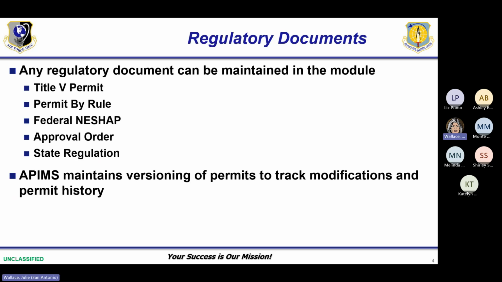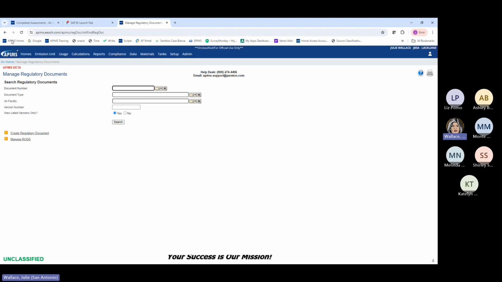For regulatory documents, any regulatory document can be maintained in the module. This goes with Title V permit, permit by rule, federal NESHAPs, approval orders, state regulations even. And then APIMS maintains versioning of permits to track modifications and permit history. So I'm going to do a combination of slides and the application.